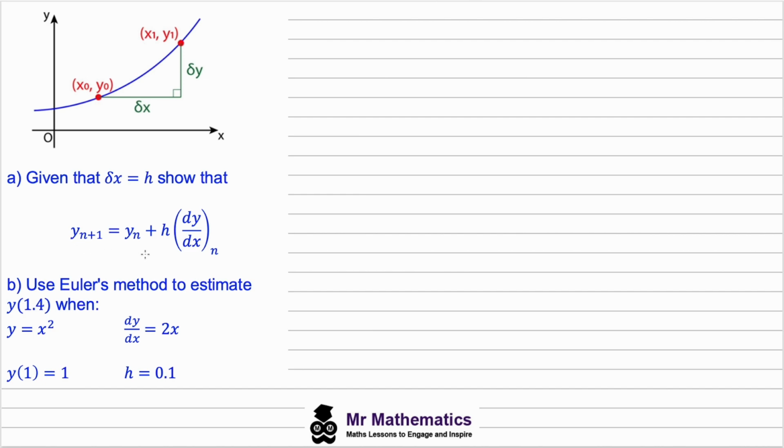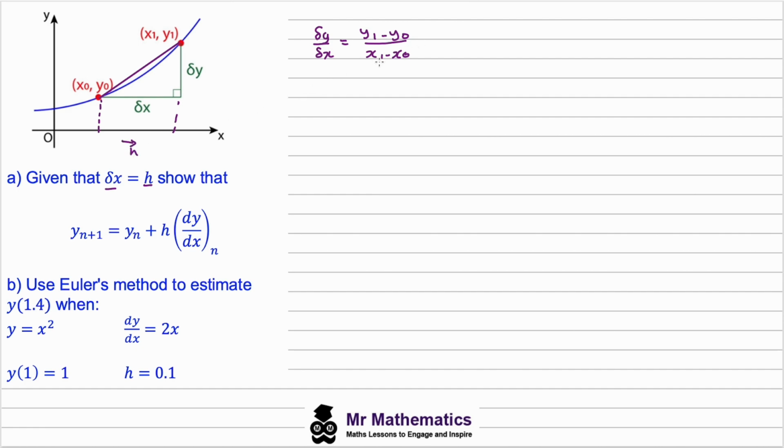So to derive this equation, first thing we're going to do is draw a line segment between the two given points, x0 and x1. Then we can work out the gradient of this line segment, which will be delta y divided by delta x. And this will equal the change in y, so y1 minus y0, divided by the change in x, so x1 minus x0. And we're told here that the change in x is h. So this means that we've gone from x0 to x1 by moving across by h, where h is small.